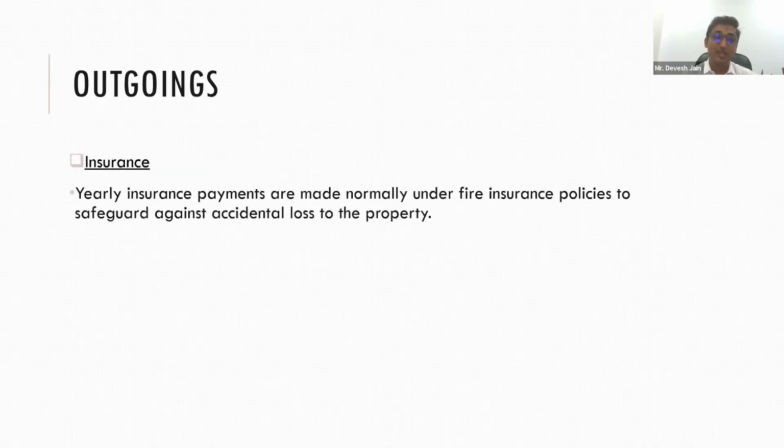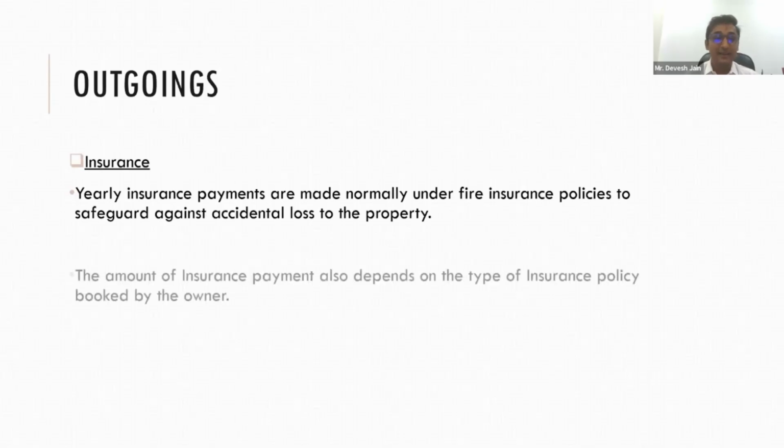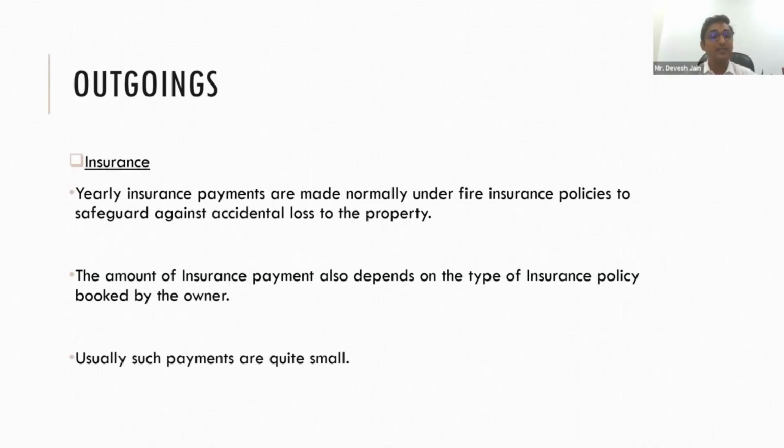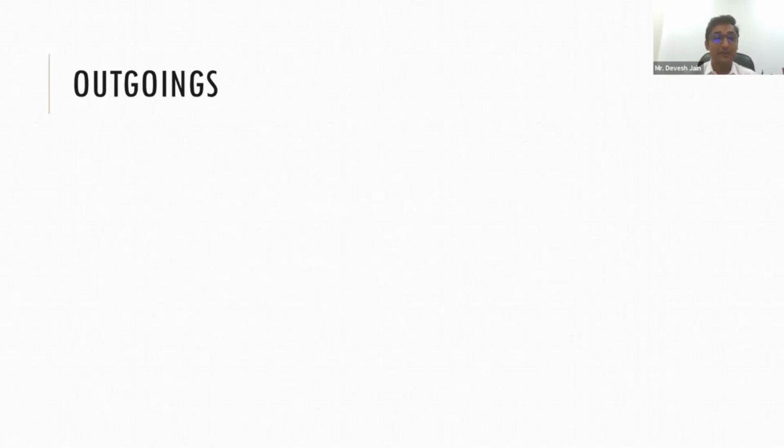And last is insurance. Yearly insurance payments are normally under fire insurance policies to safeguard against accidental loss to the property, right? The amount of insurance payment also depends on the type of insurance policy booked by the owner, and similarly the premium would vary. So usually such payments are quite small.